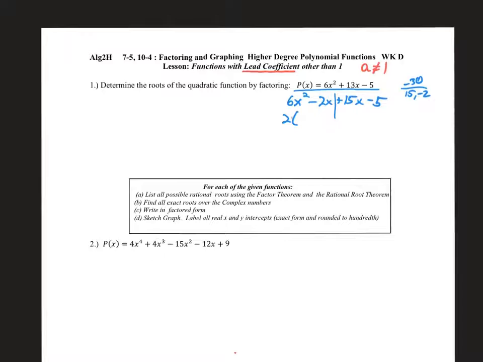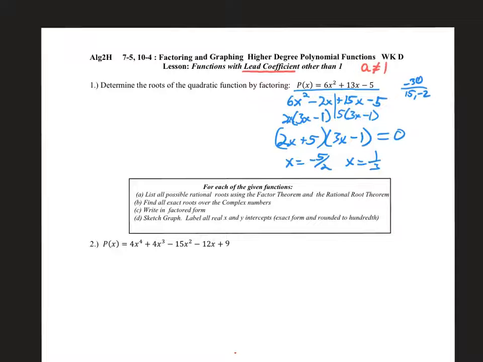And factor out a 2x. Factor out a 5. And here's our factors, 2x plus 5 times 3x minus 1. And if we are going to find the roots, we would set each of those factors equal to 0, and our roots would be x equals negative 5 over 2, and x equals 1/3. I want you to take a really good look at these roots.